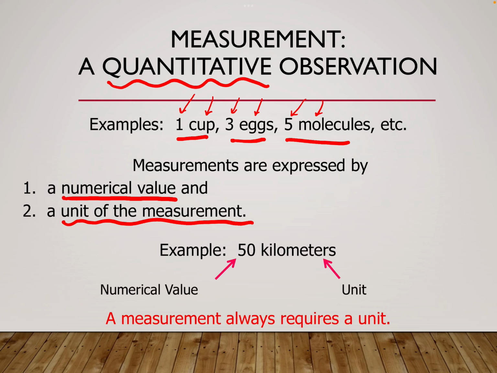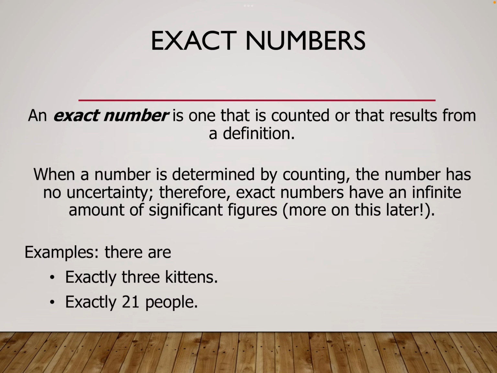So for example, say our answer was 50 kilometers. Well, there's our number and there's our unit. So I always have to put a unit. So we have different types of numbers in this class. And I know that's going to sound a little bit silly, but our first type of number is what's called an exact number. An exact number is one that results from 2 different situations. It's either a counting number or one that results from a definition.